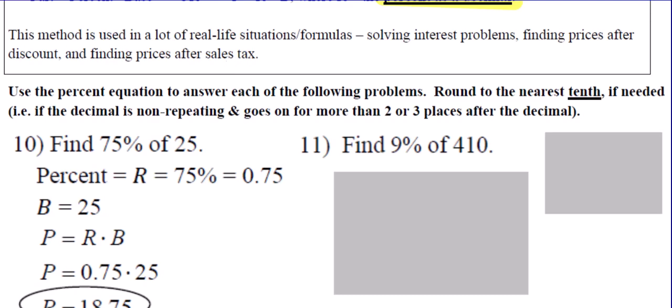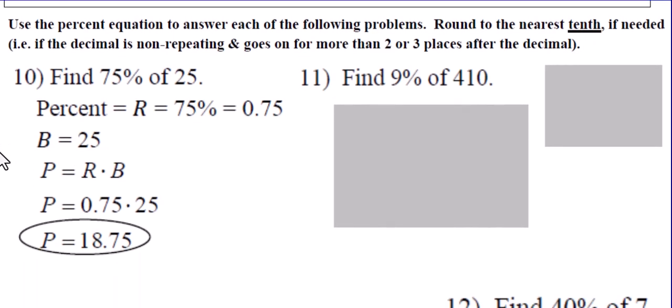So number 10, when we see that it says find 75% of 25, we know that the base is 25, meaning out of 25, and the percent R is 75%. But you will notice, I actually should have kept my highlighter, that I wrote 75% as 0.75. We moved that decimal point to the left 2 places to change it from a percent to a decimal. So our part P is our unknown. So we have our percent equation, P equals R times B. That's going to be P equals 0.75 times 25.